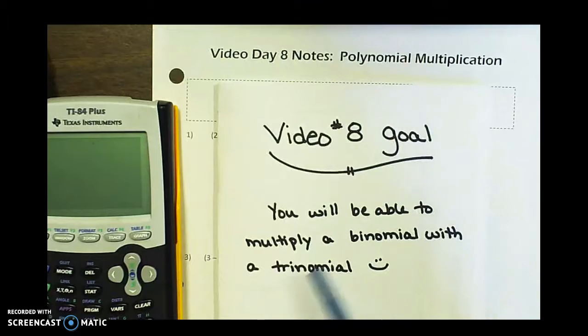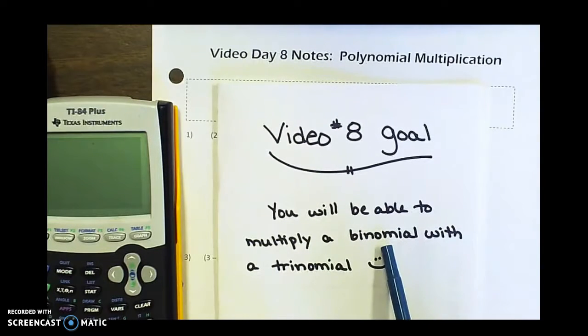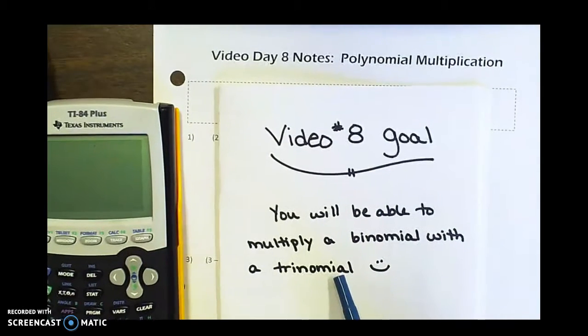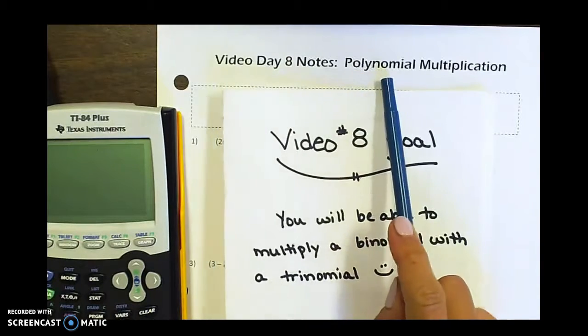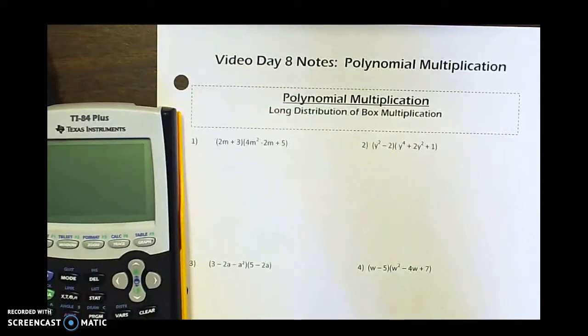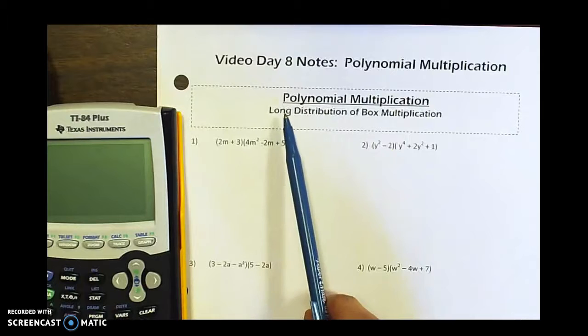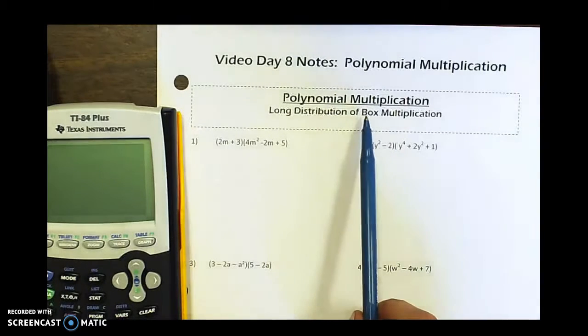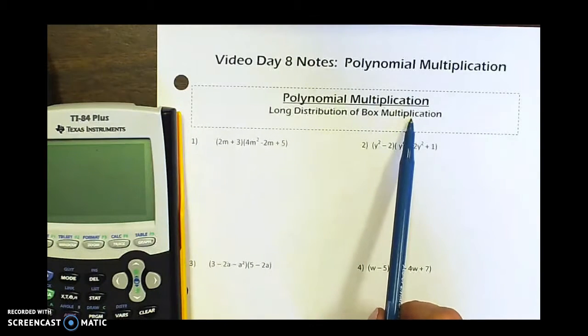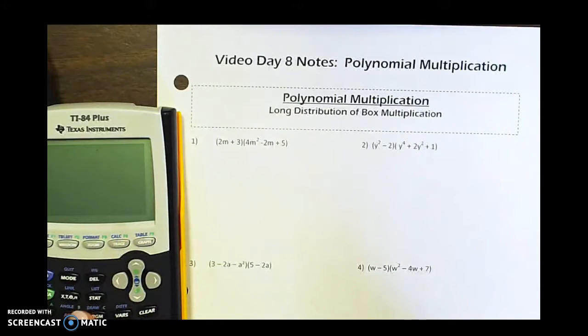Today, our goal: you will be able to multiply a binomial with a trinomial. So today we're going to be looking at polynomial multiplication. Very similar to what we did yesterday with our binomial multiplication, we are going to use two different methods, long distribution, or you can choose to use box multiplication. I'm going to show you a little bit of both.